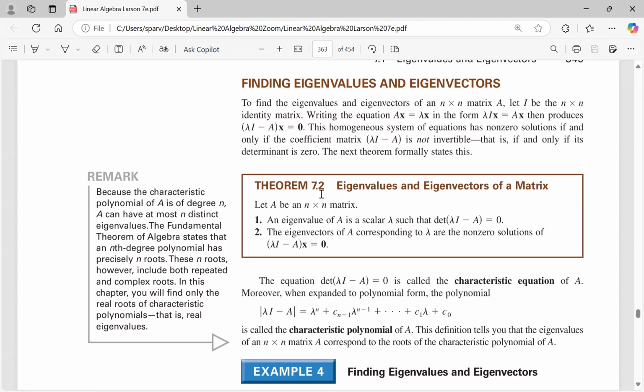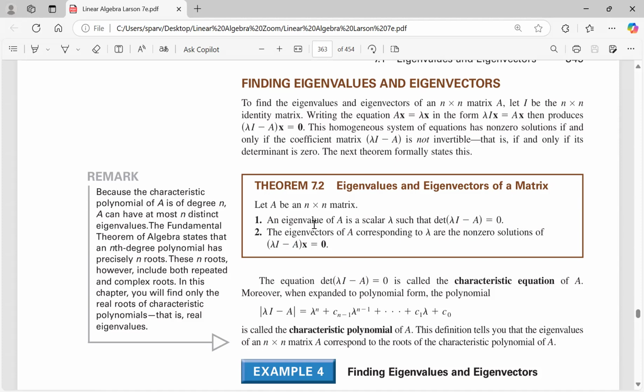So theorem 2, suppose we have a square matrix. The eigenvalue of A is a scalar lambda, and there you go, this is how you find it, such that the determinant of this matrix is 0. That's how we're going to find the eigenvalues. How do we find the eigenvectors? The eigenvectors of A corresponding to an eigenvalue are non-zero solutions of this matrix. And that's what we're going to do next week, folks. We're going to talk about this and look at examples.